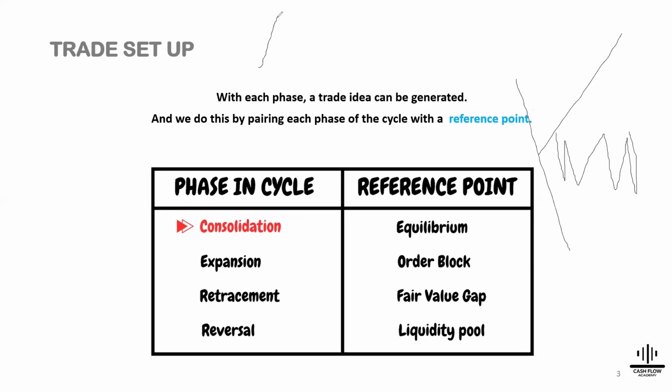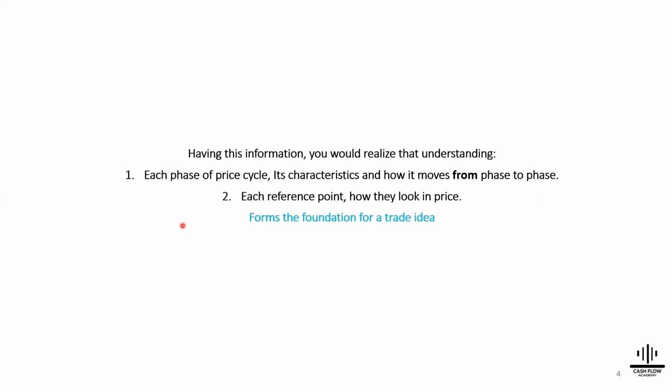Then retracement is after an expansion, you see price correcting down into the price range created, and also for a bearish market when we see price correcting into this range. And then reversal, we have price moving higher, takes buy side liquidity and then reverses, or we have price going lower, takes sell side liquidity and then rallies higher. So at this point, I'm sure we have an idea of what each of these phases in the cycle means. Having this information, you realize that understanding each phase of the price cycle, its characteristics and how it moves from phase to phase, each reference point and how they look in price forms the foundation for a trade idea.